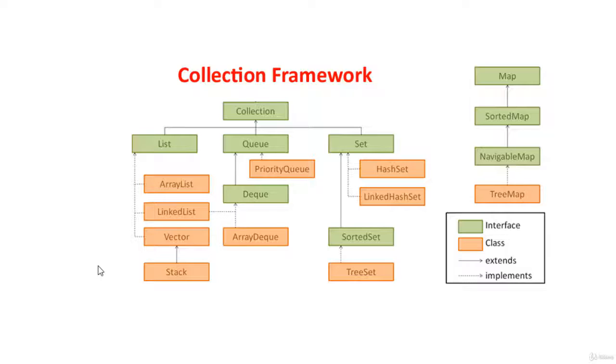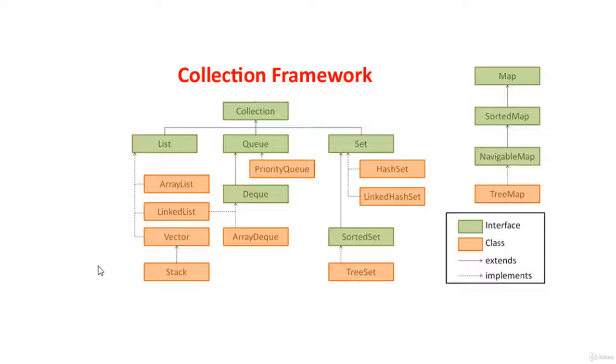And on the other side you can see the map interface. Now map interface is not included in the collection framework. It is separate from the collection framework, but we will also discuss the map. So map is the interface that has child interface sorted map. After that we have child interface, which is navigable map, and after that we have a class tree map that implements the navigable map. Indirectly, tree map is implementing all the three interfaces: map, sorted map and navigable map. Now these are some interfaces and classes in the collection framework that we will discuss in our next videos.